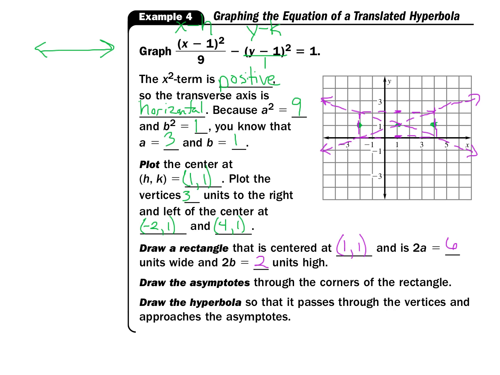Okay, we have our asymptotes, so then the last thing that we need to do is draw the hyperbola starting from each vertex and approaching, but don't touch the asymptotes. You don't want to touch your asymptotes. You just want to approach, but don't touch. Okay?